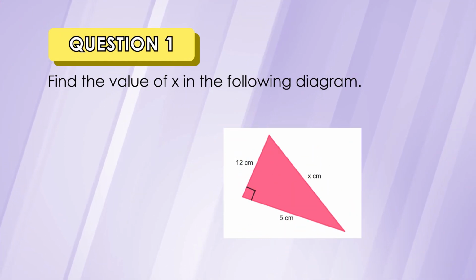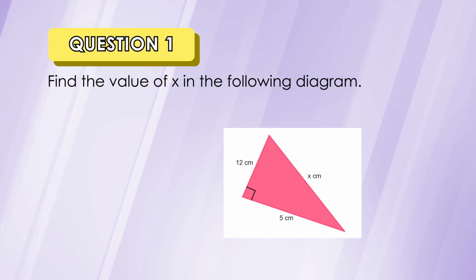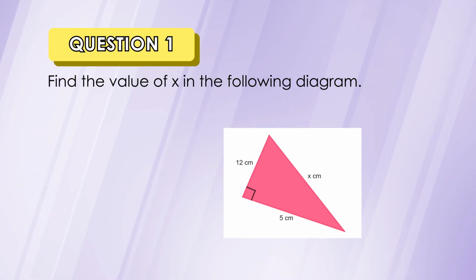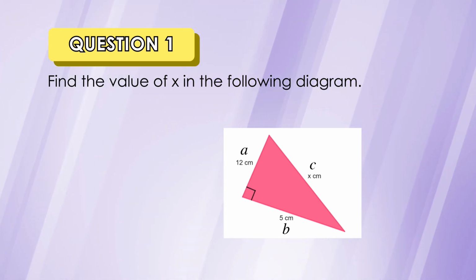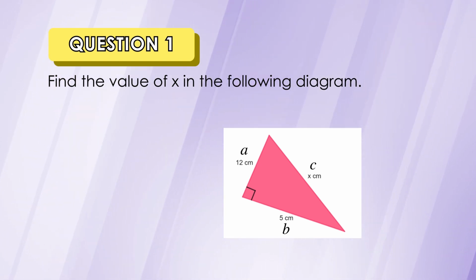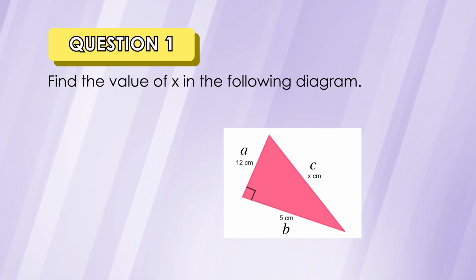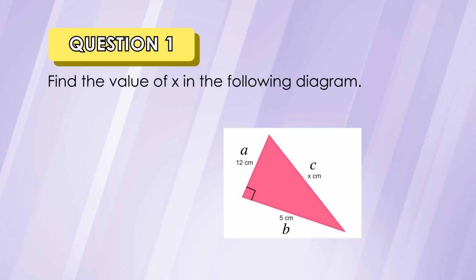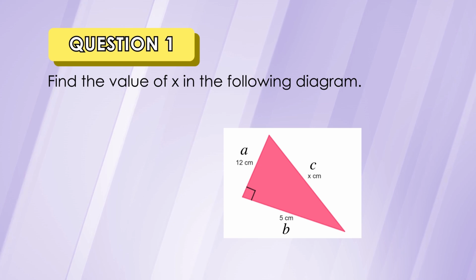Now that you have learned the fundamental theorem, let's answer a few questions related to this. Are you ready? Look at this diagram. Find the value of x in the following diagram. The first fundamental step is to identify the A, B, and C in the diagram in order for us to use the Pythagoras theorem. We will start by identifying C. That's easy. C is always the hypotenuse, which is the side opposite the 90-degree angle.